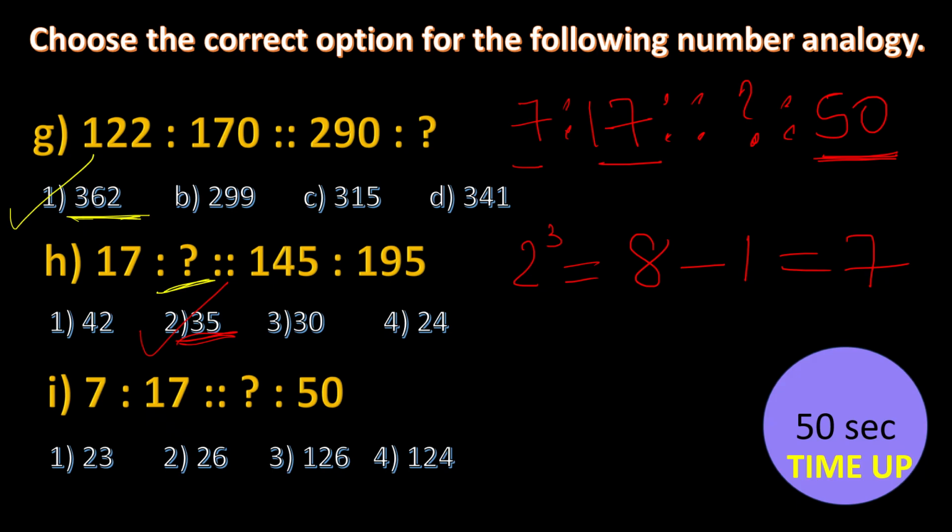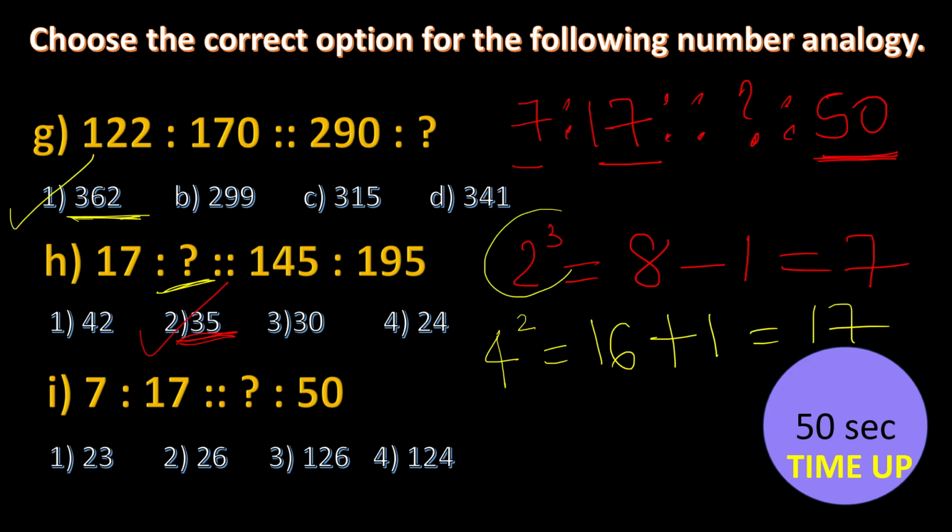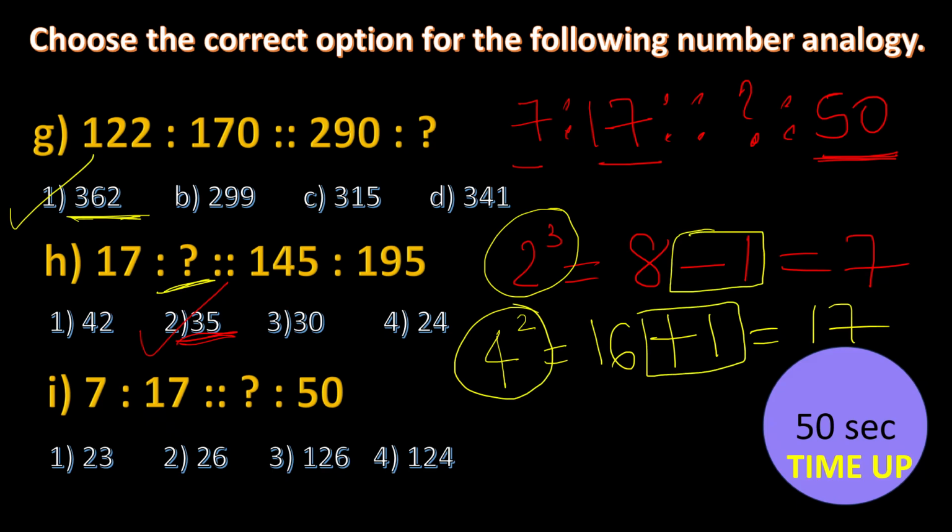So the logic they have applied here is a square and cube mix logic. And they have done minus 1 plus 1 to it. So 17 I'll get from 4 square. 4 square is 16. Plus 1 when I do, I'll get 17. So cube logic is applied and square logic is applied. Minus 1 and plus 1 concept is used. This is the logic applied here. Same logic you need to apply.